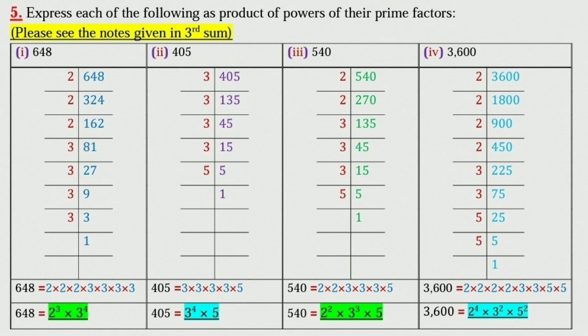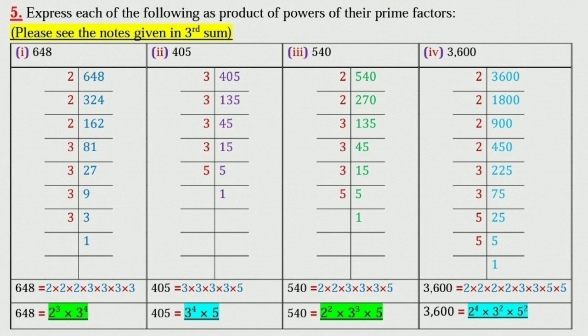Second of 5, 405. Students, we cannot divide 405 by 2, so we start with 3. If we divide 405 by 3, we get 135. Divide 135 by 3, we get 45. Divide by 3, we get 15. Divide by 3, we get 5. Now we cannot divide 5 by 3, so divide it by 5. If we divide 5 by 5, we get 1. So the factorization of 405 is 3 into 3 into 3 into 3 into 5. In short, 3 raised to 4 into 5.